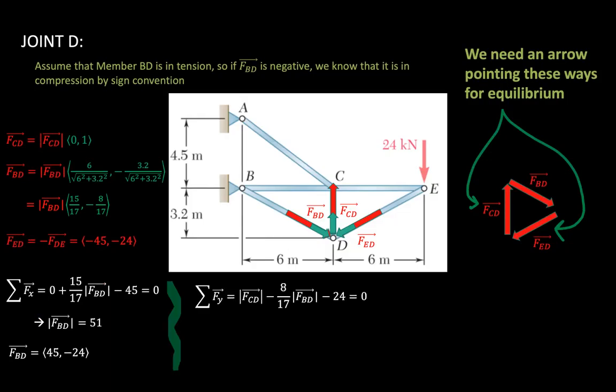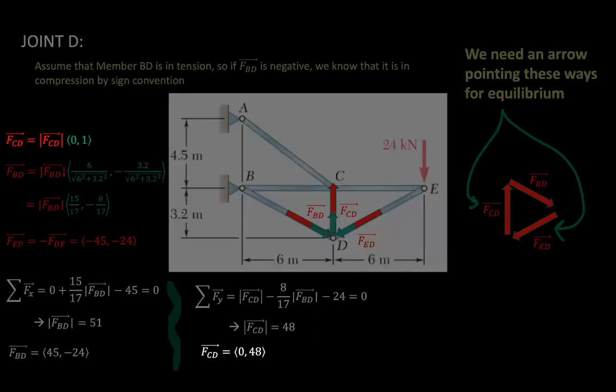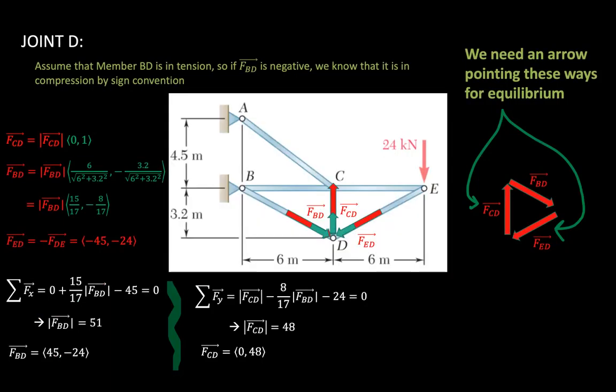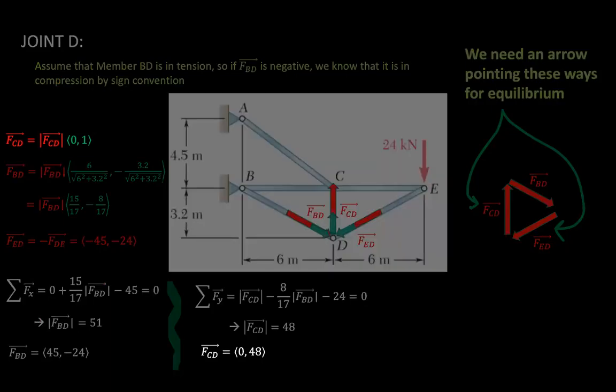The sum of the forces along the y direction is equal to the magnitude of the force CD minus 8/17 times the magnitude of the force BD minus 24 kilonewtons, and that is equal to 0. That gives us that the magnitude of the force CD is equal to 48 kilonewtons. So that F_CD as a vector is equal to (0, 48). We got that by plugging the magnitude F_CD into this equation.